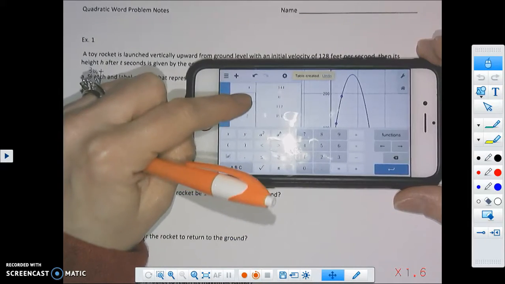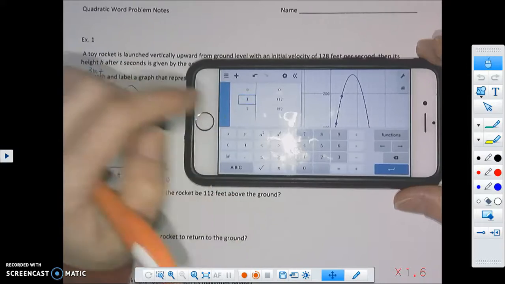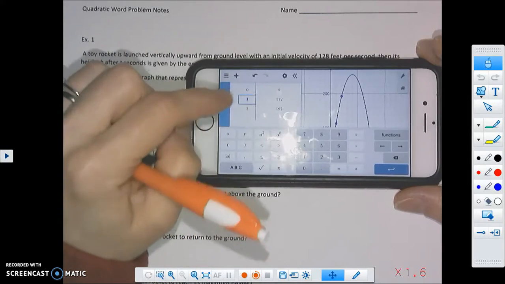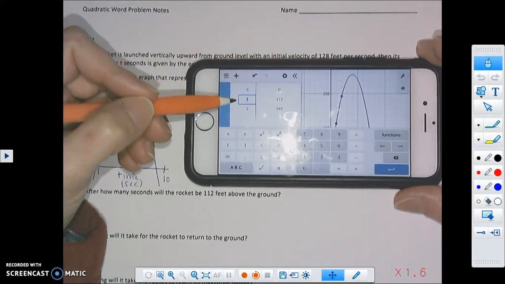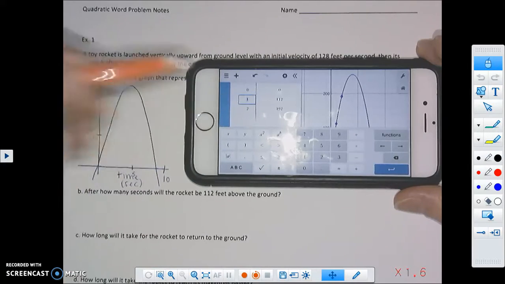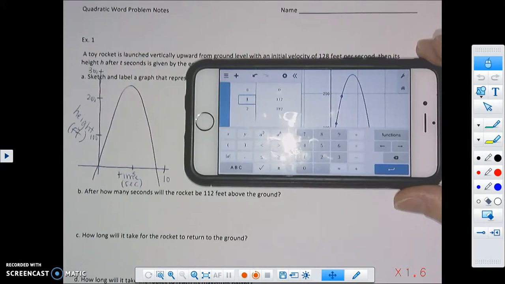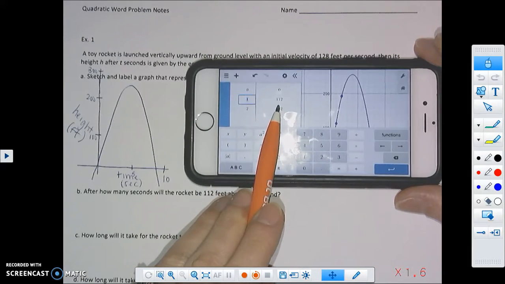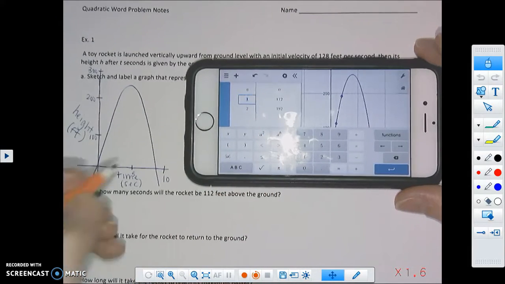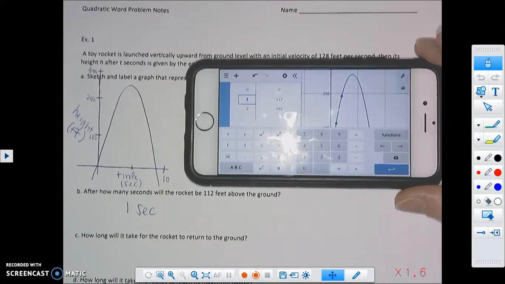Now, this gives us a table, and it's already going to pre-populate -2, -1, 0, 1, 2 for us. And we got to see what these values are. So the x coordinate here on the left is going to be the time, or the seconds that we need. And the y coordinate over here is going to be the height, how high up that rocket is after that number of seconds. So I just scrolled a little bit here and I noticed that at 1 second, the rocket is 112 feet, which is exactly what I want. So we're going to say 1 second. And you can abbreviate that 1 sec if you want.